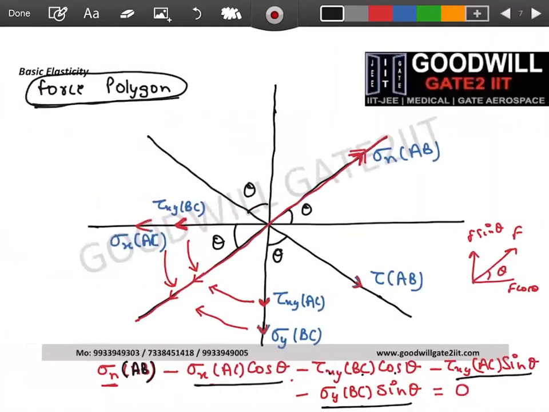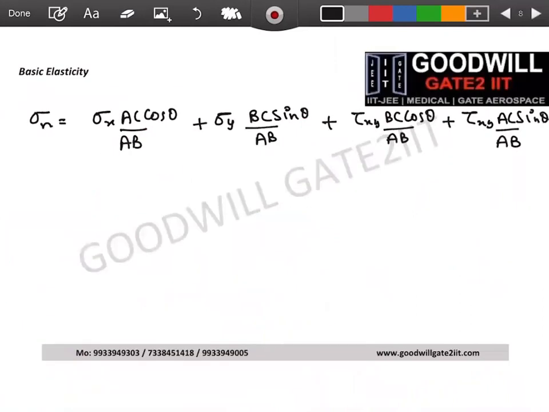How did we get this equation? I've simply resolved all these forces along this line, along the sigma n line. So I got this expression and I've written it in a better form. That's it. Now, what is this AC by AB, BC by AB, all these terms?